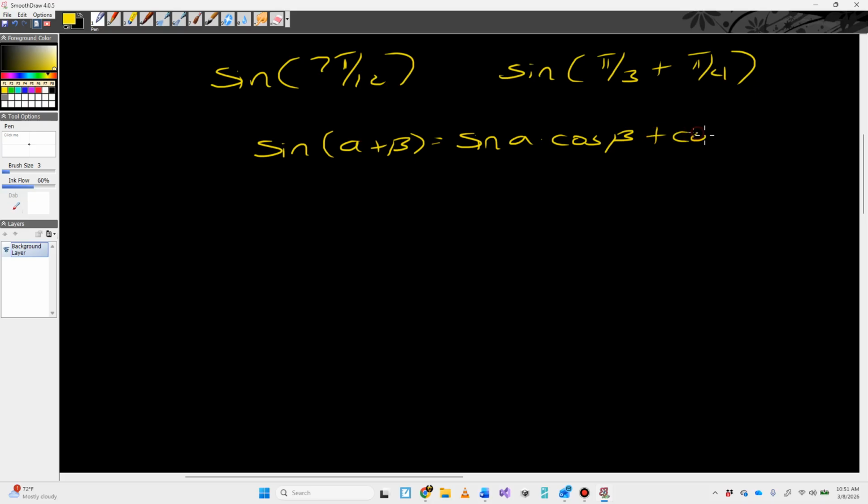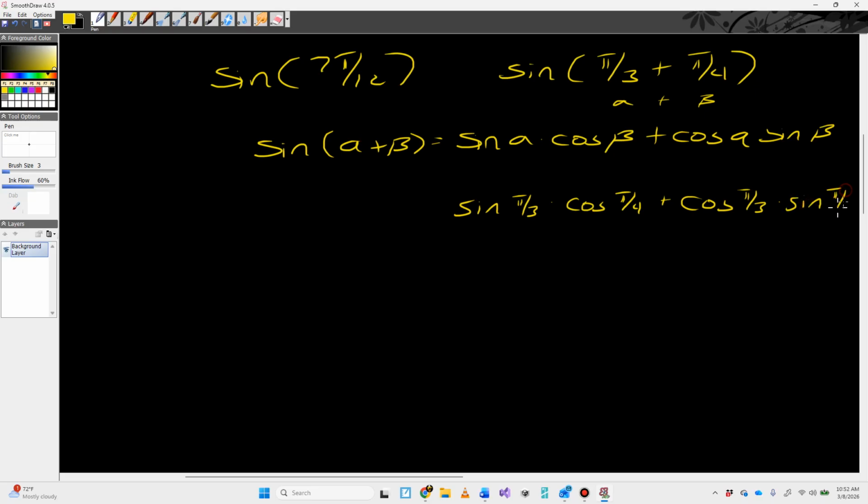plus cosine alpha sine beta. What is sine alpha? What is alpha in this case? Alpha is pi over 3. Okay, so sine of pi over 3 times cosine beta. Beta is pi over 4. Cosine alpha is pi over 3. And sine beta is sine of pi over 4.